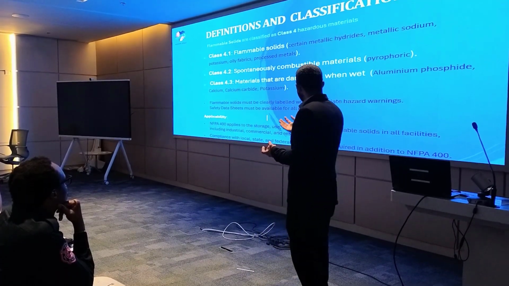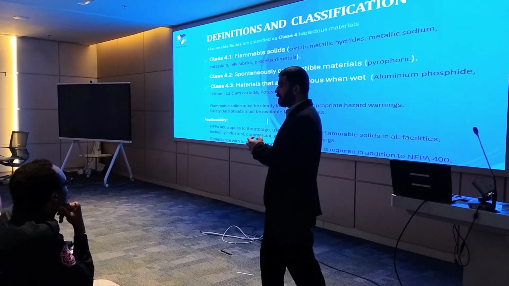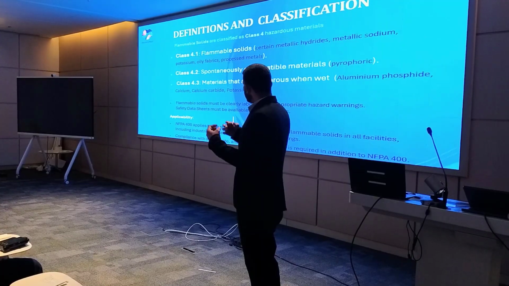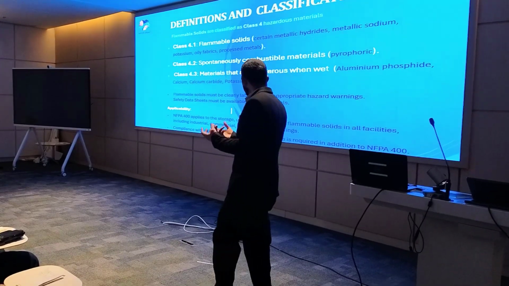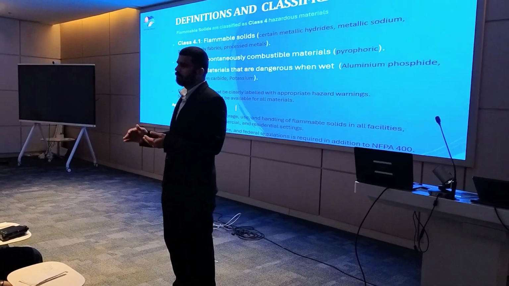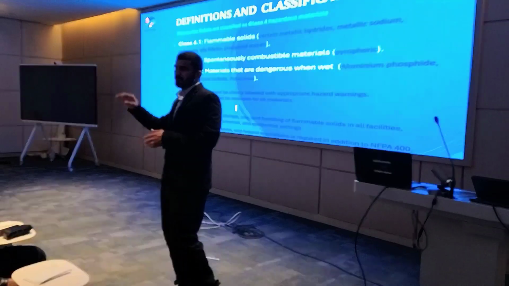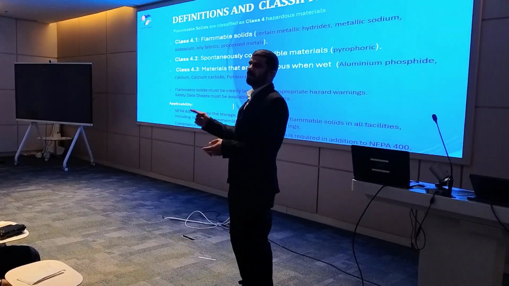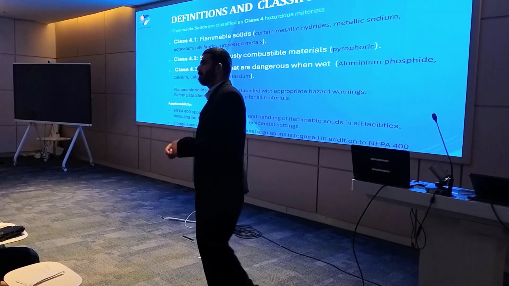And number 3, materials that are dangerous when wet. When we utilize water on it. Calcium carbide, potassium, aluminium. These are the types of 4.3, materials that are dangerous when wet, or that have a chemical reaction when water is used on them.